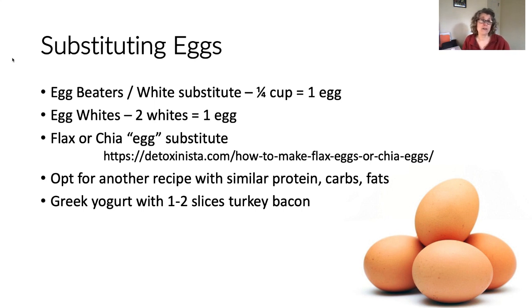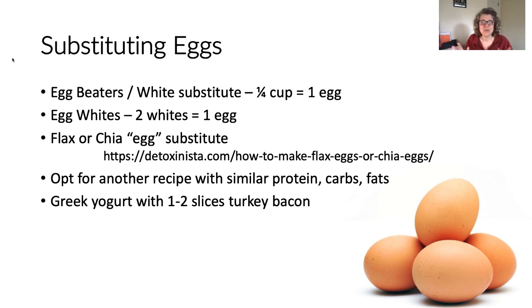You can use egg beaters or egg white substitute. 1/4 cup is the equivalent of 1 egg. Okay, so in most recipes you can use that equivalent. And of course, 1/4 cup is 4 tablespoons. So if you're only using an egg white, then you're going to want to use 2 to 3 tablespoons of egg white substitute. Egg whites, so 2 egg whites equal 1 egg, about.